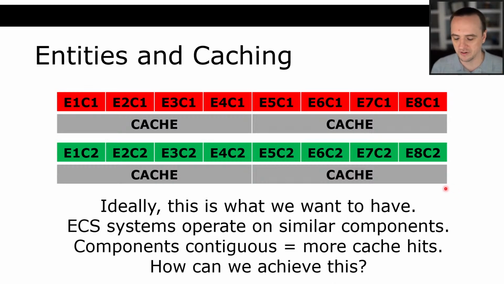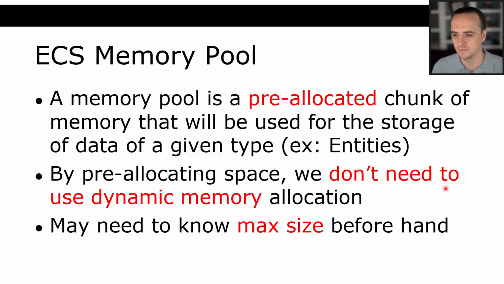Well, let's go back to our idea of this memory pool. A memory pool is a pre-allocated chunk of memory that we will use for storage of whatever we want. For example, we can store entities in a memory pool. By pre-allocating the space, we don't need to use any dynamic memory allocation. But we may need to know the maximum size beforehand. But the cool thing about the memory pool is that we can organize the data however we want.